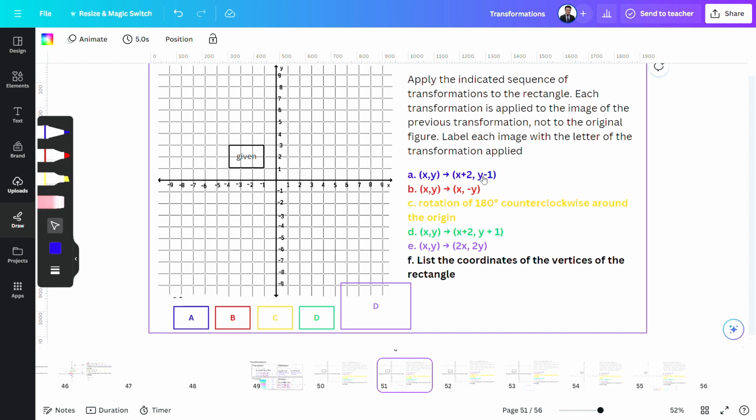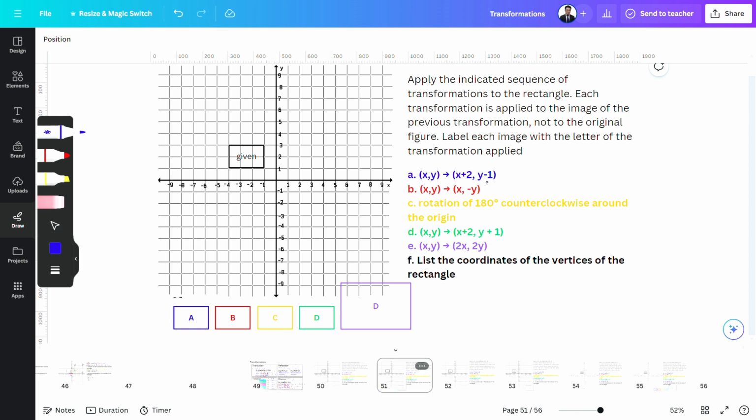What do you think this is? What kind of transformation is this? It's translation. In translation, what do we do again? We slide or move a figure. And it's correct here because it says x plus 2 and y minus 1. So what does it mean by x plus 2 and y minus 1?